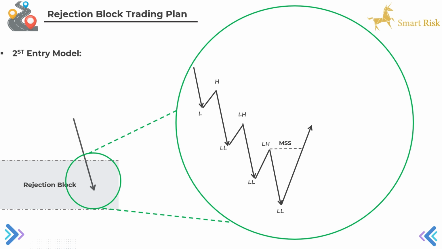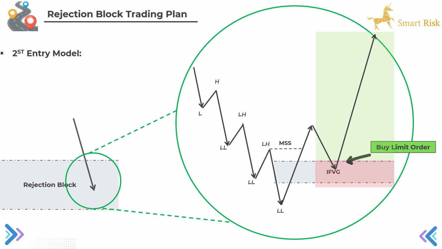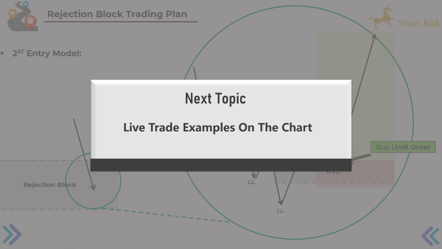Or you can use any other entry models that we have already covered in previous episodes, like using inversed fair value gap as entry point, or using candle breakout entry model if you more opt to use single time frame to execute trades. The specific type you choose depends on your trading model and preference, but make sure to watch previous episodes to understand them. Now let's proceed to the real chart and put them all together, and see how to use them to execute trades using rejection blocks.